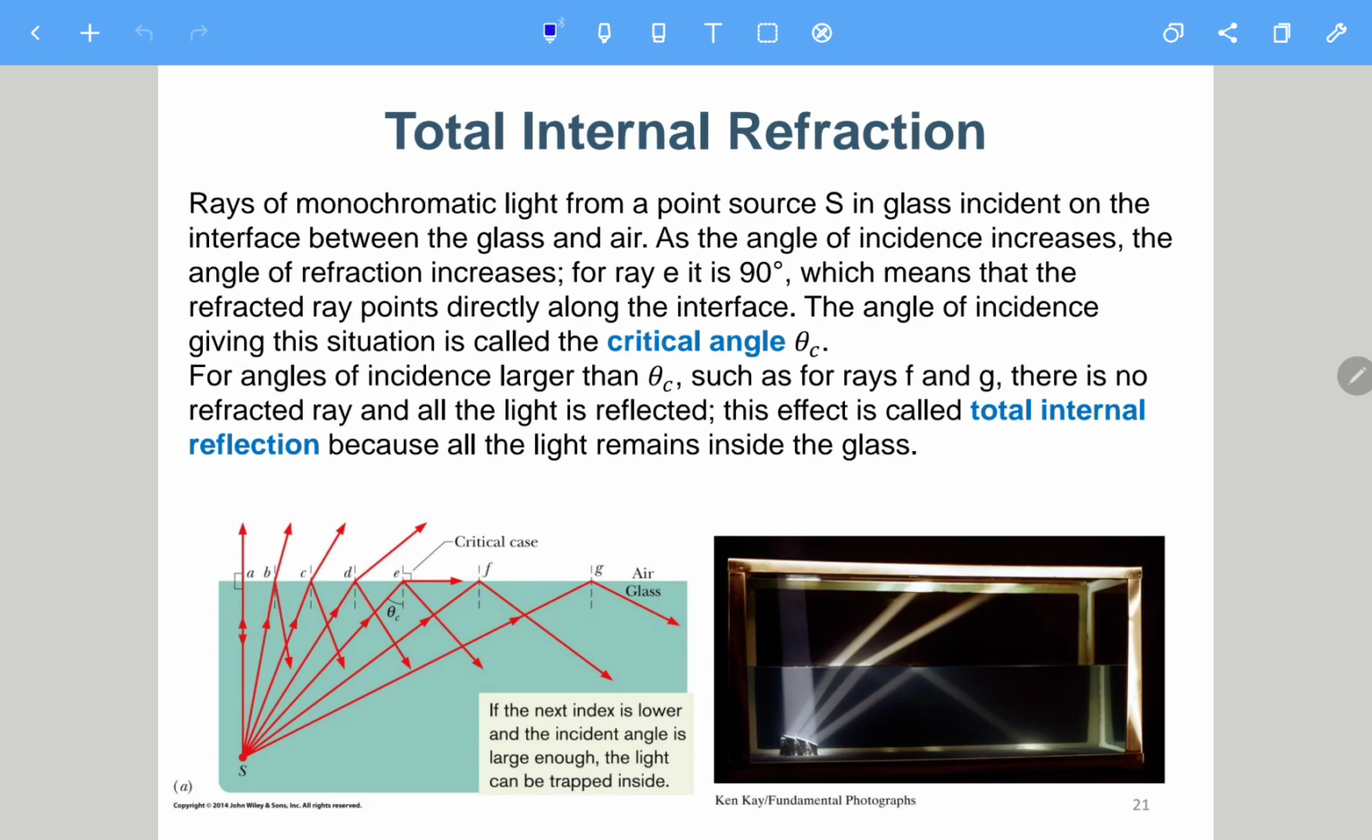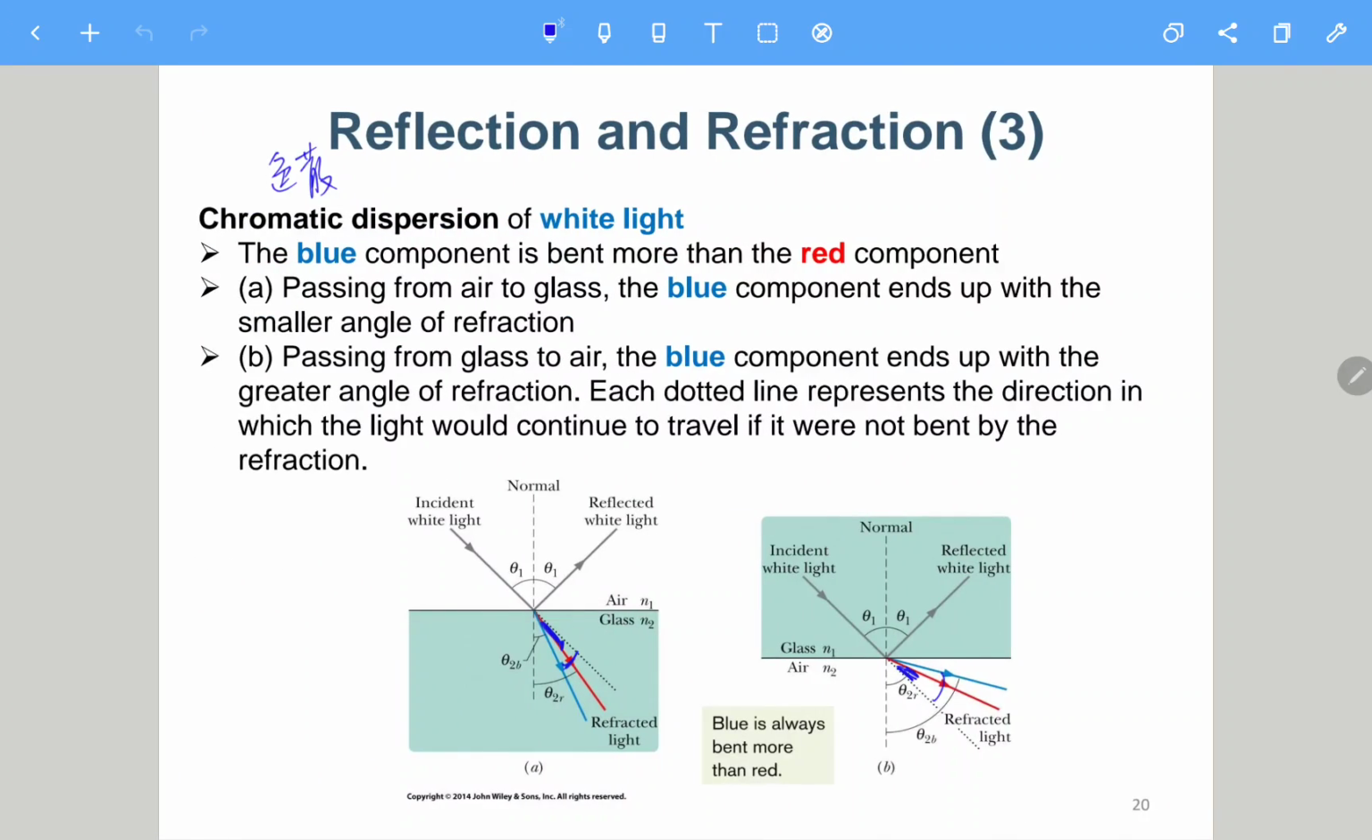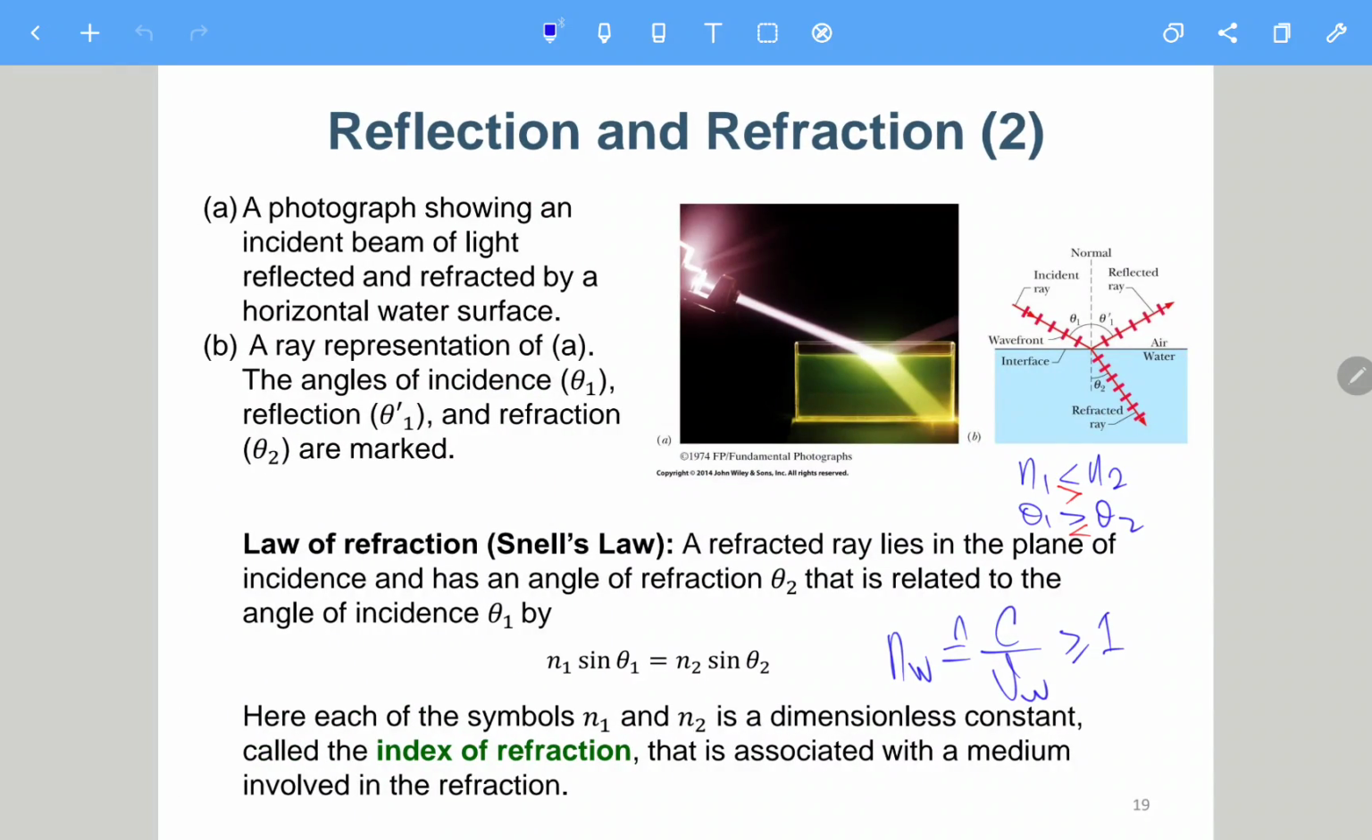And we also talk about the total internal refraction. I suppose you should have also learned it before. So just as what I mentioned, if n1 is larger than n2, then theta 1 should be smaller than theta 2. But actually theta 2 can be as large as 90 degrees. It cannot be larger than 90 degrees.